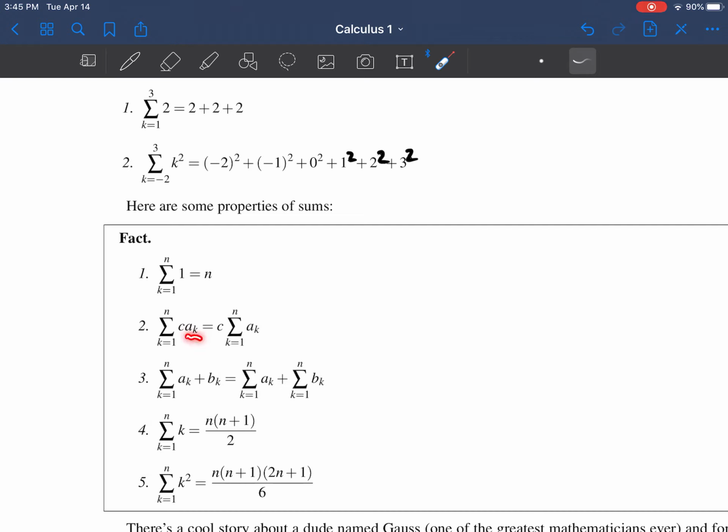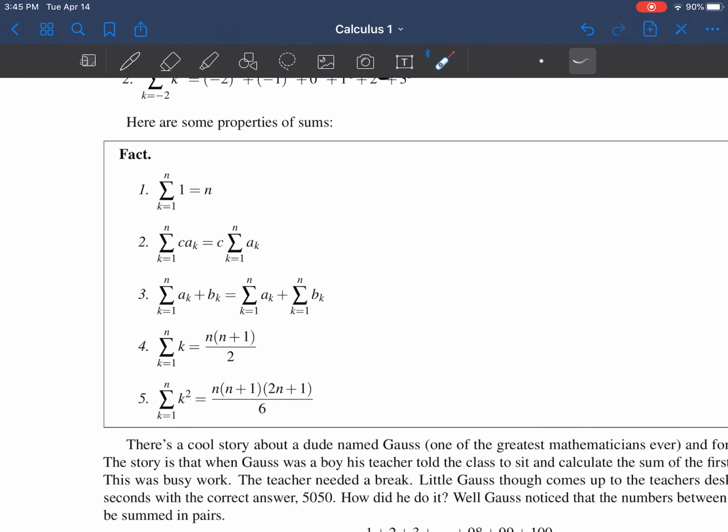I also have this property that says if I'm looking at a sum and it's being multiplied by some constant, I can pull that constant out of the sum and just add up the terms inside the sum. I also have something like this that says if I'm summing up a sequence and the terms inside of there are being added, then I can split that up into two. And then I have these really handy formulas. If I'm adding up the numbers from 1 to n, I'm going to just use this formula. And if I'm adding up the numbers from 1 to n of k squared, then I'm using this formula.